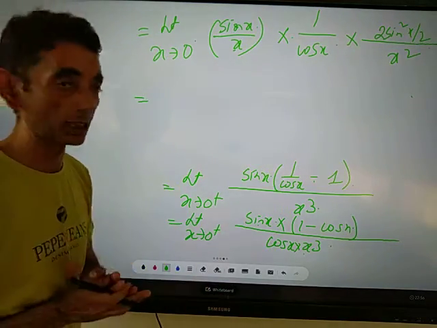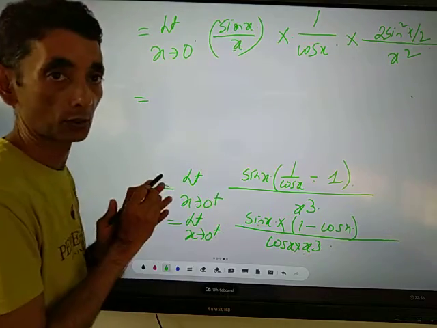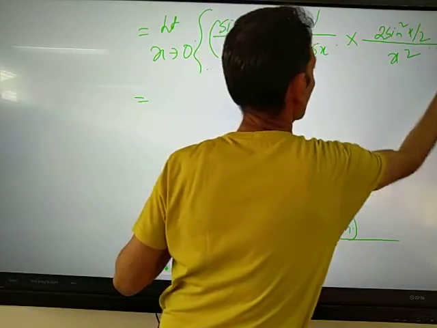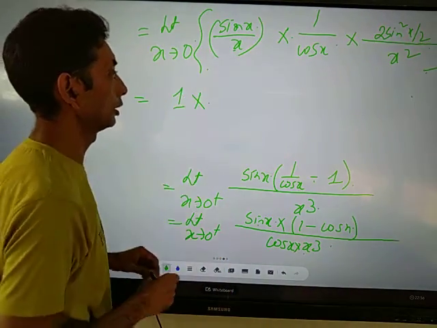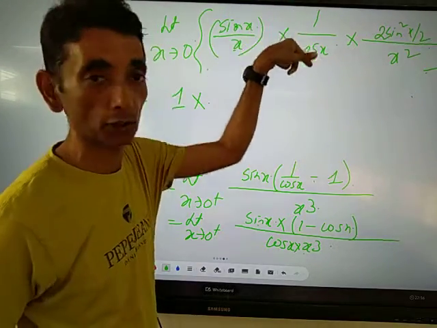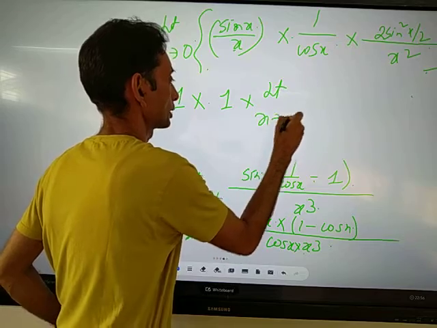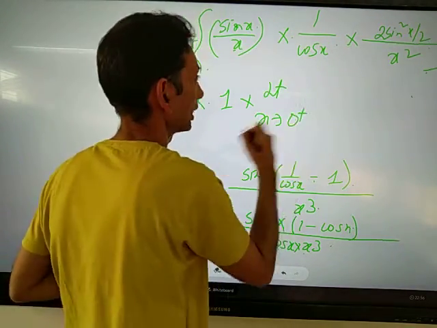Okay, we'll just take the limits separately. So limit x approaches 0 sine x by x is equal to 1. Then limit x approaches 0 1 by cos x is also equal to 1. Then limit x approaches 0, this is 0 plus 0 plus.